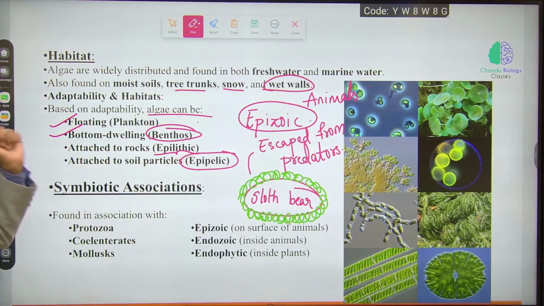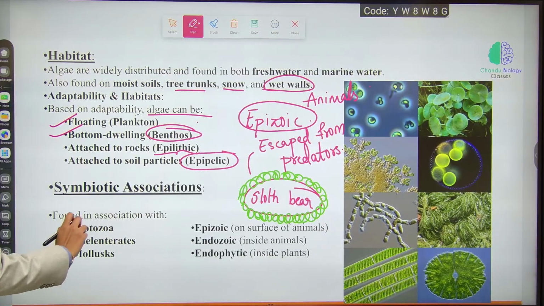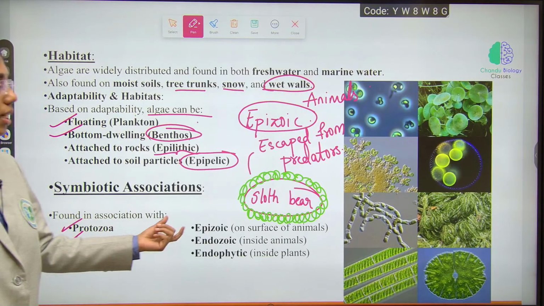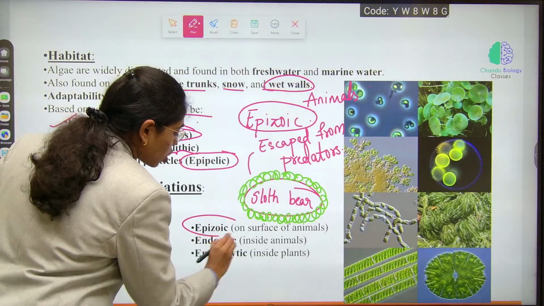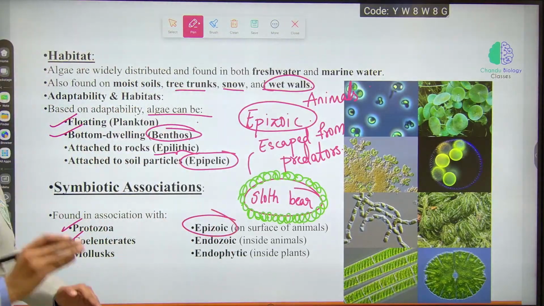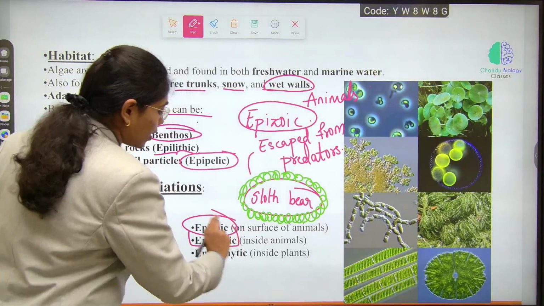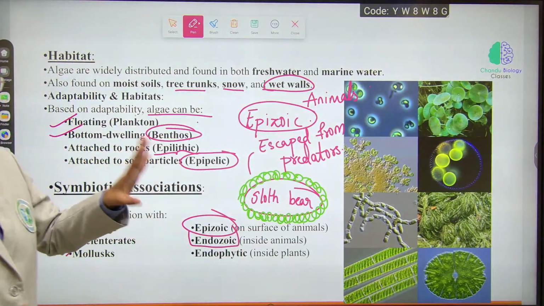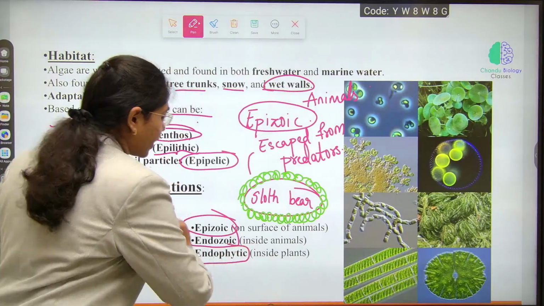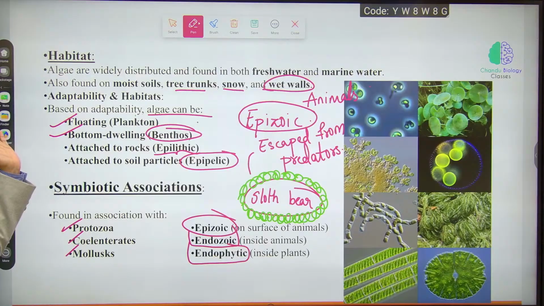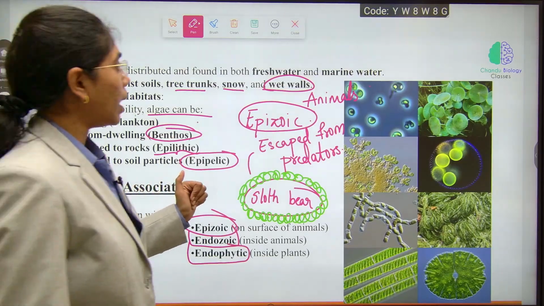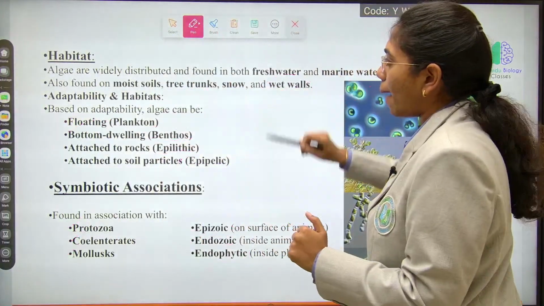Symbiotic association, you can see that their association can be with protozoans, with coelenterates and with mollusks. If algae is present on the surface of animals, that association is known as epizoic. If they are present inside the animals, that association is known as endozoic. If they are inside the plants, it is known as endophytic. Fine, right? Epizoic, endozoic and endophytic. Clear till here? Any doubt anywhere? This is about the habitat of algae.